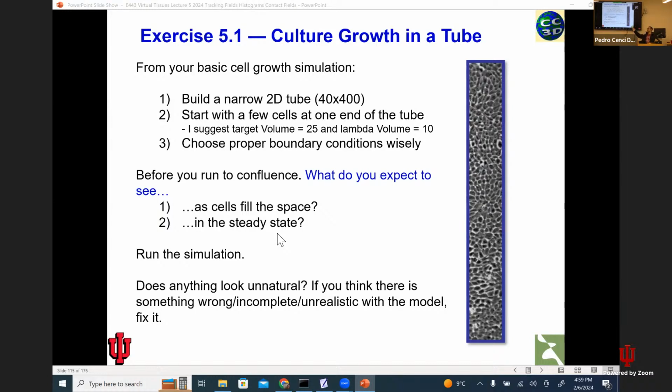Emma, what do you expect to happen? So we're using the same setup as we did in our cell growth and division simulation, right? Yes. So I expect them to build up, and that will create a pressure in the area where they initially grow, and then they'll spread out to fill the whole tube. Okay, good. What about after they reach equilibrium? How would the equilibrium look like for you? How do you imagine it to look like?